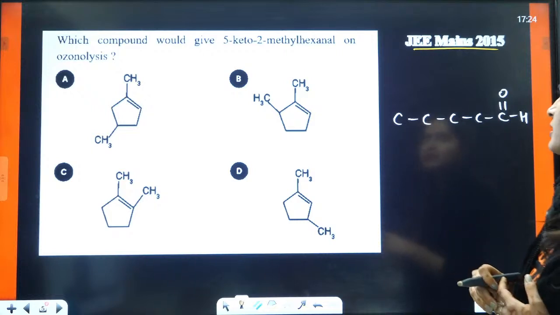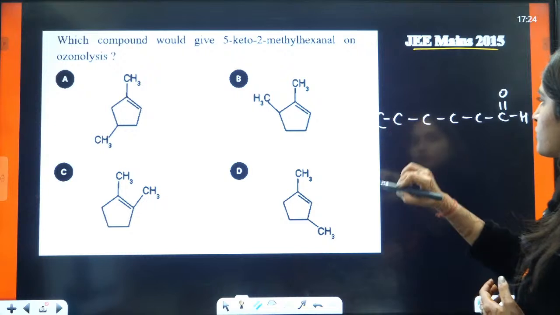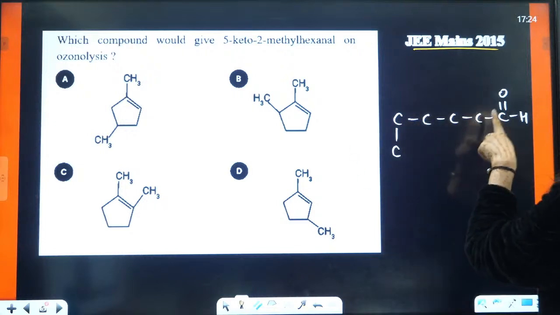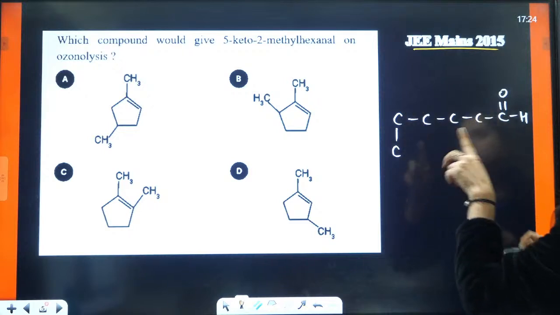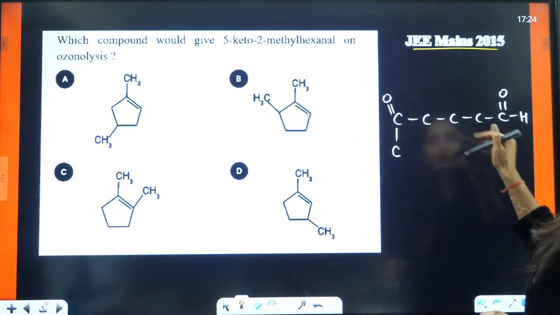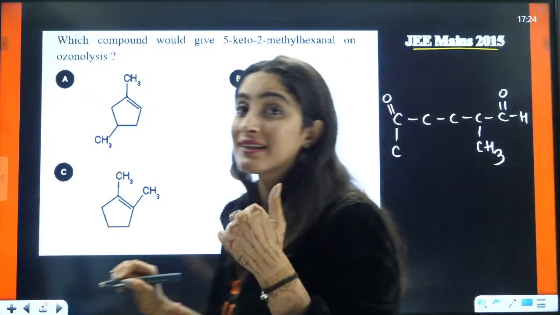Wait a minute. These are 5 carbons, no? So we need to have 6 carbons. So there will be 1 carbon over here also. So I'm drawing it like this: 1, 2, 3, 4, 5, 6. On the 5th position, you need to have this ketone. 5-keto-2-methyl means here you should have a methyl. This is the product that they are asking you.